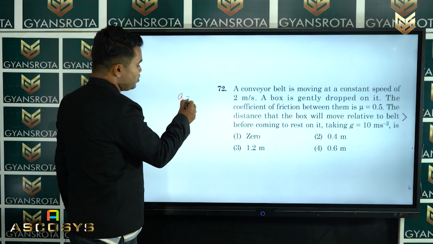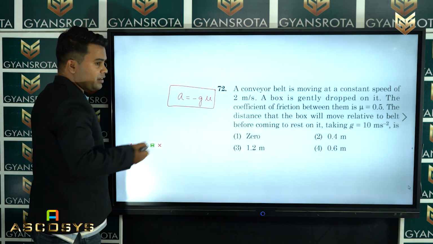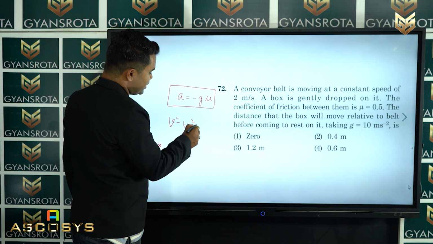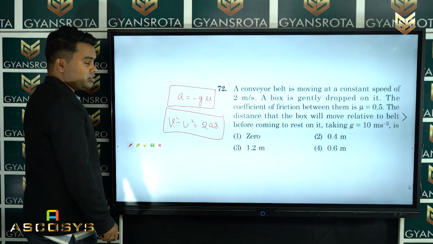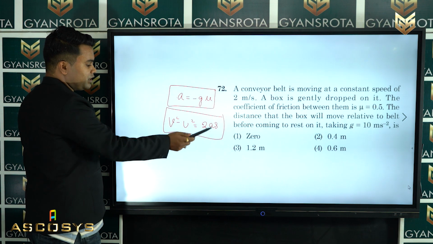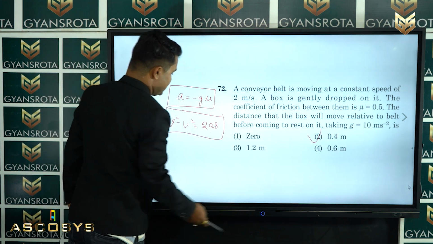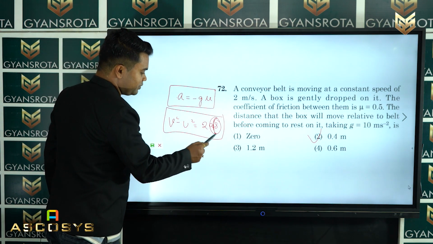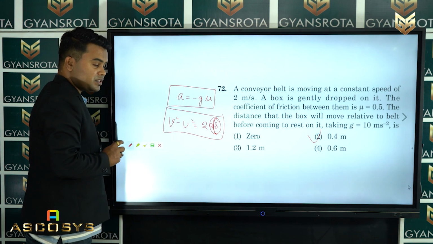Acceleration is equal to minus mu g, with your coefficient of friction. From there, if you find out the acceleration, you need to use the formula v square minus u square equals 2as. These two formulas you will be using here, and after getting the acceleration, put it here, your answer will be 0.4 meter. You need to calculate this value s. Fine. Acceleration from here, v is given to you, u is your initial velocity.